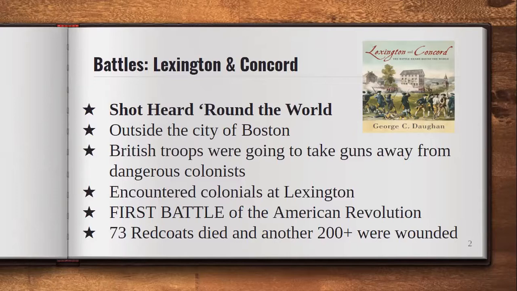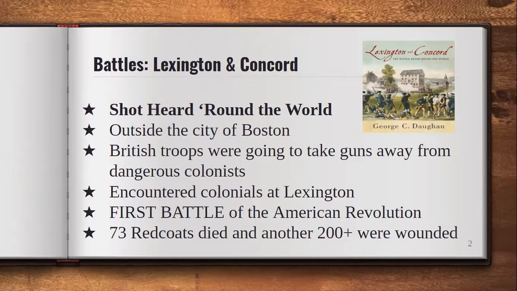So other countries are wondering what's going to happen. How are the colonists going to do? So that's why it's referred to as that. Okay, it is outside of the city of Boston where this happens. Originally, the British troops were going to take away weapons from what they considered these dangerous colonists who were rumored to be stockpiling weapons. They were. And they wanted to take them away because the colonists couldn't harm people as much if they didn't have any weapons.